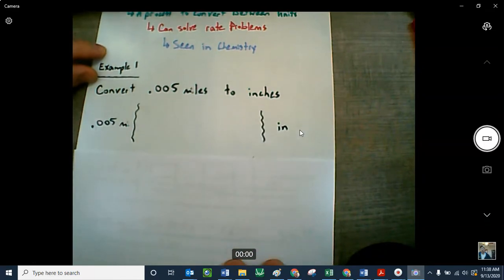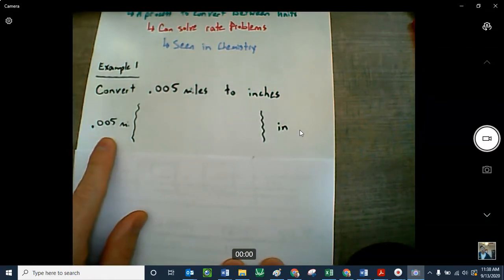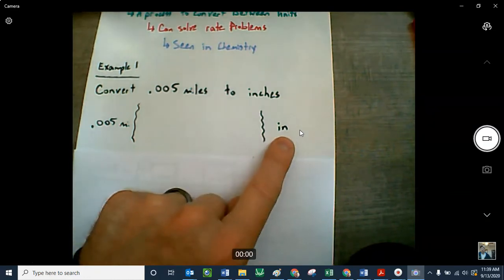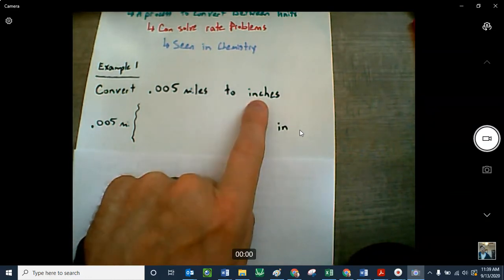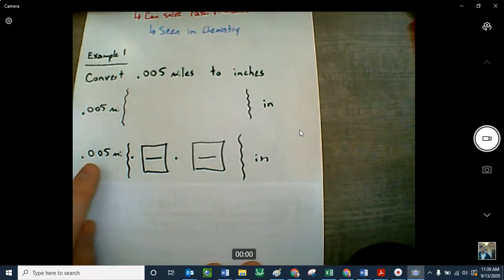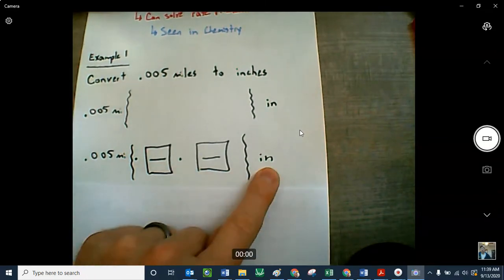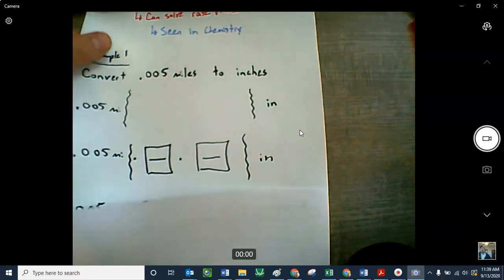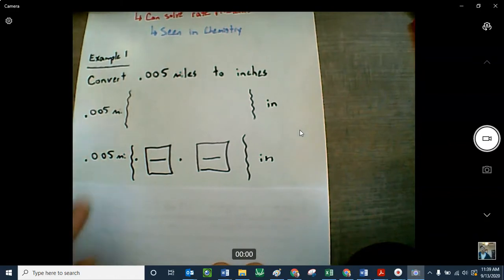So here's the little river I was talking about. All right, we're starting at 0.005 miles, this treacherous river with piranha and whatever, and we're trying to get to the other side. What we're trying to get to on the other side is whatever units we're trying to get into. And then we need stepping stones here, these conversion factors we need to get from one side to the other side. So these two guys right here, these are fractions, but they'll be conversion factors.